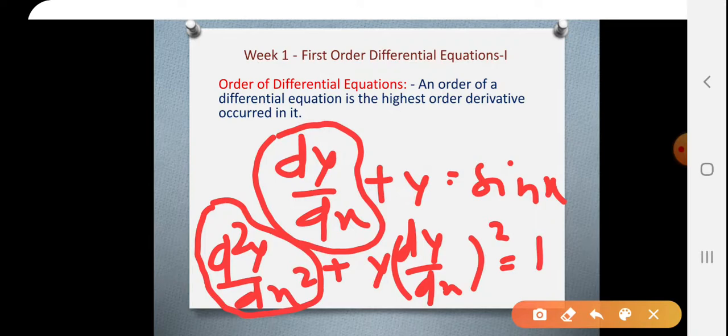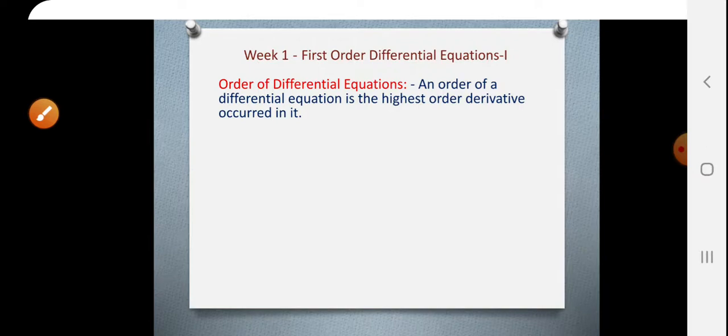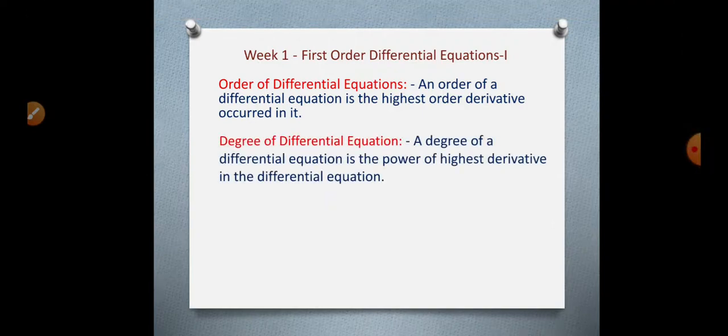Clearly. So here what is the definition? The order of a differential equation is the highest order derivative occurring in it. त्याच्यामध्ये किती हायेस्ट ऑर्डरचा डेरिव्हेटिव्ह येतोय, that is nothing but the order of a differential equation. Correct. Next one is the degree of a differential equation.